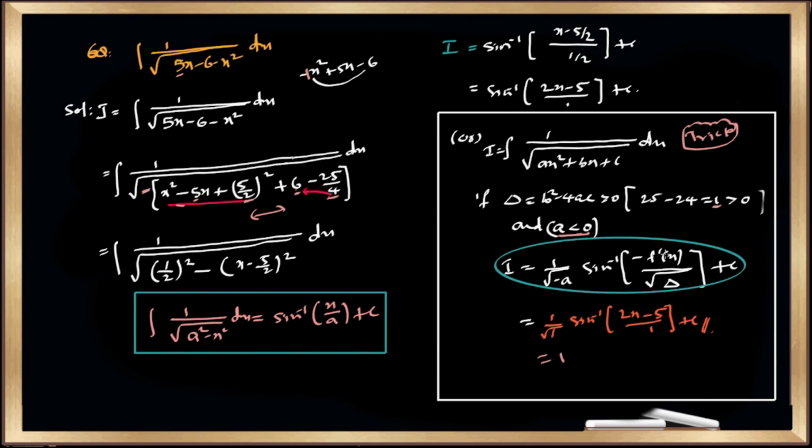Sine inverse of the differentiation of the quadratic expression with negative sign. So differentiation of x square is 2x. If you multiply with minus, this minus becomes plus. Differentiation of 5x is 5. If you multiply with minus, it is minus. So sine inverse of (2x minus 5) by root delta, delta is 1, so root 1 is 1 only. So our answer is sine inverse of (2x minus 5) plus c.